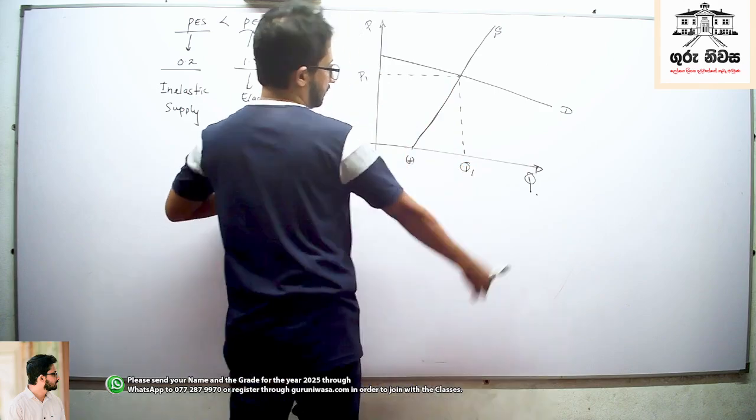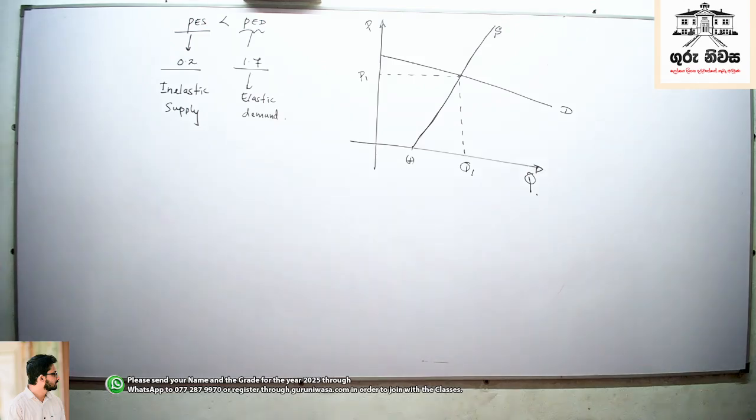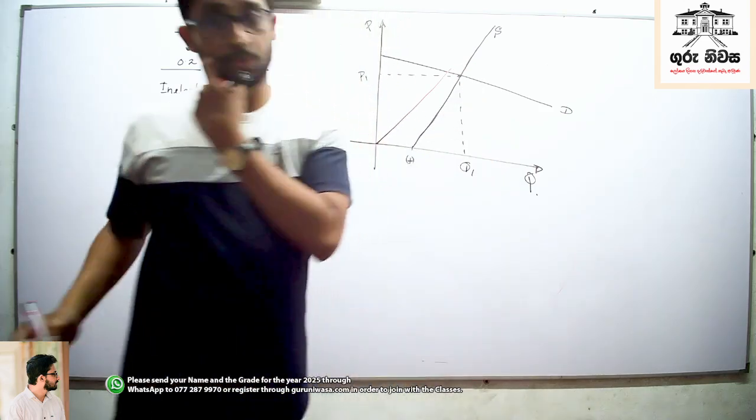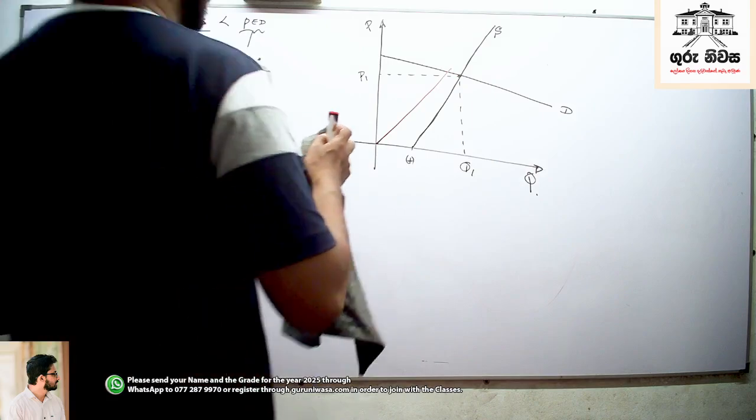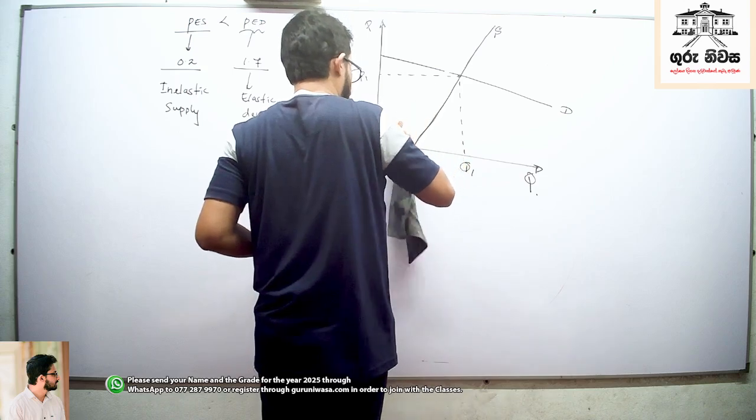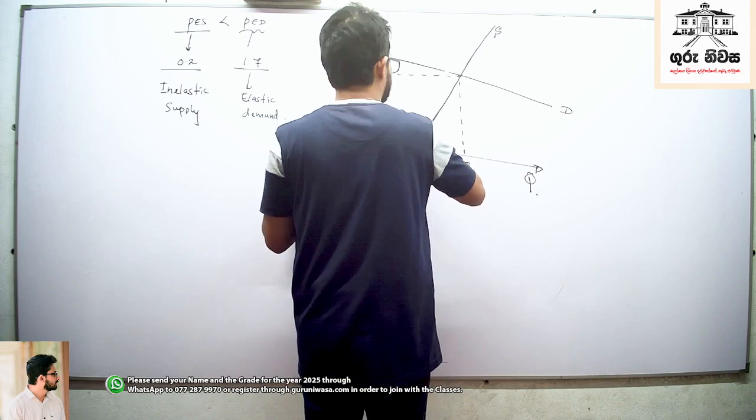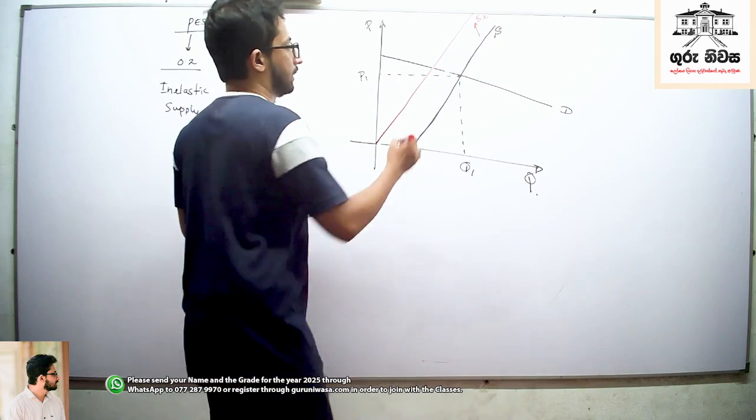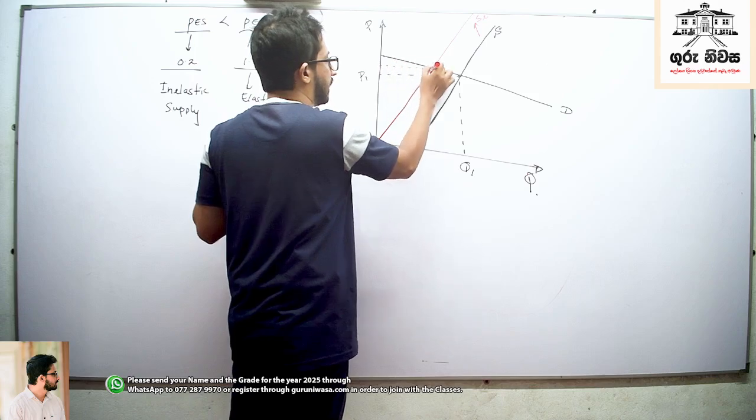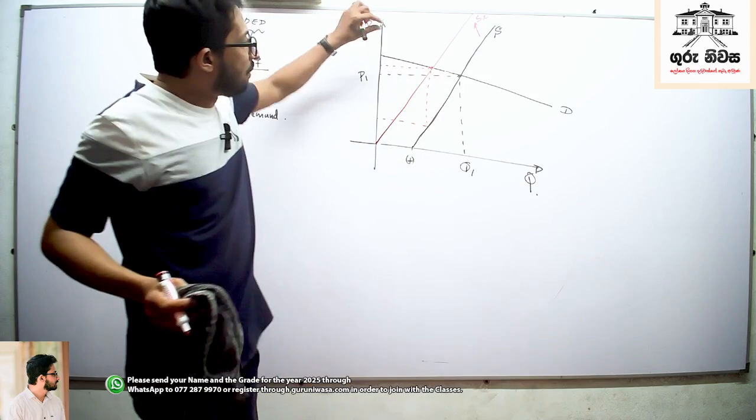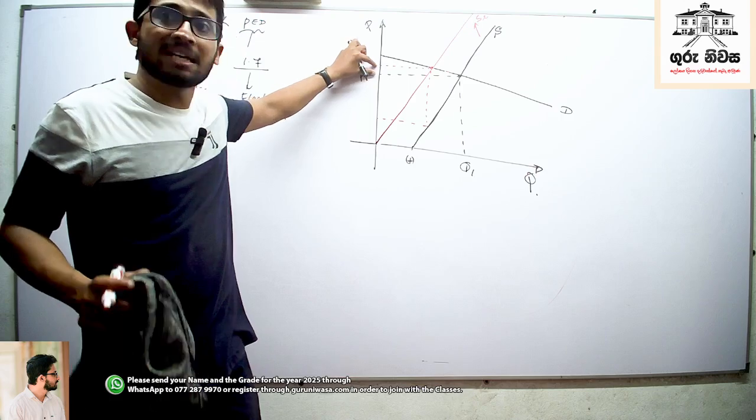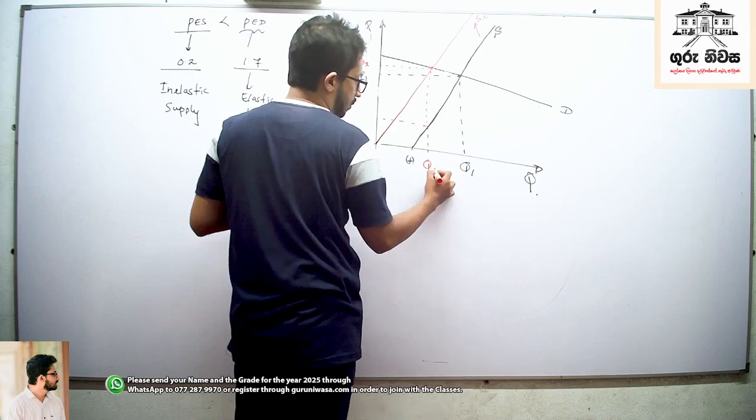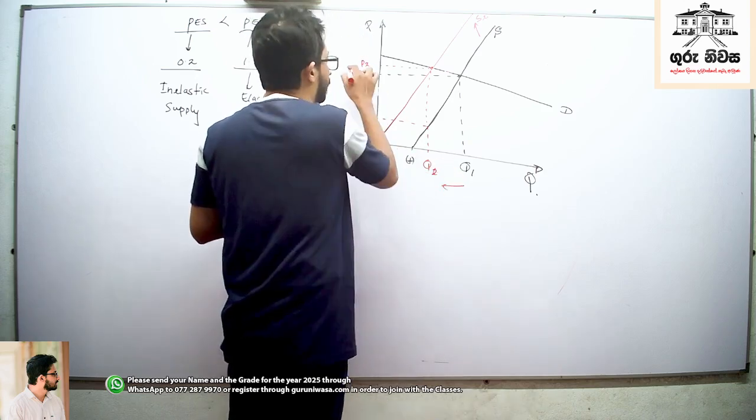P1, Q1. Now assume the government imposes a unit tax. When imposing a unit tax, the supply curve shifts to the left, parallel, okay? S2. Then you can say this is the new equilibrium. But now you can see the equilibrium price has increased by a small value. It means my consumer has a smaller tax burden. This is P2, this is Q2. Equilibrium quantity falls, price increases.